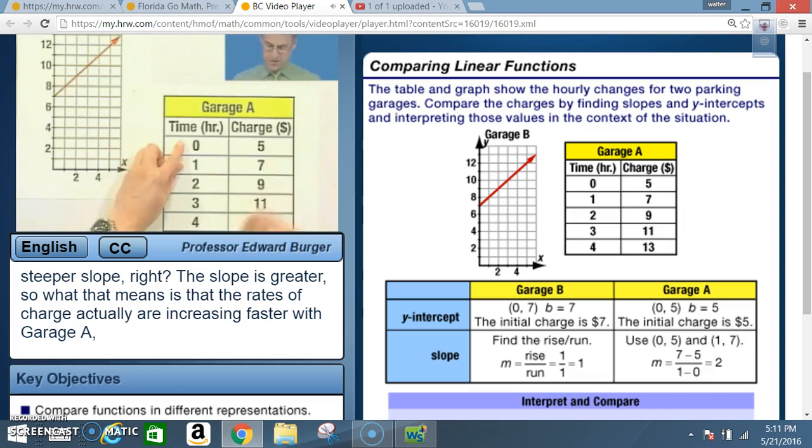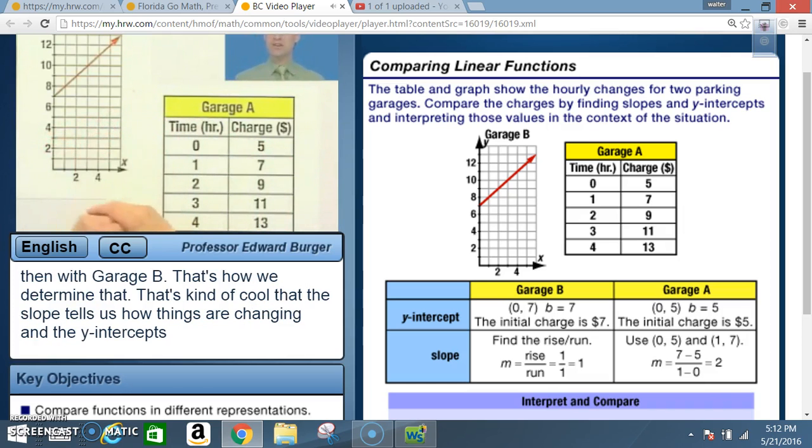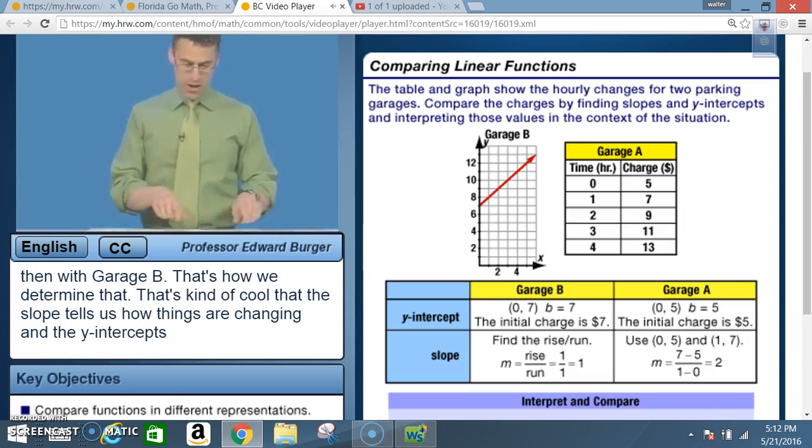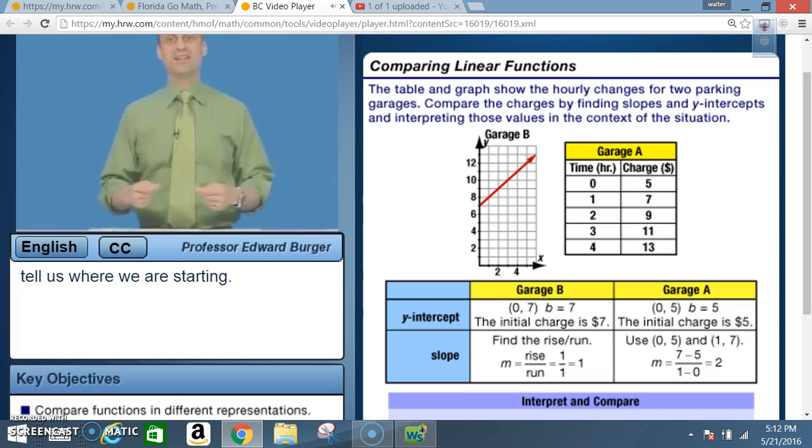The slope is greater. So what that means is that the rates of charge actually are increasing faster with garage A than with garage B. That's how we'd interpret that. So it's kind of cool that the slope tells us how things are changing and the y-intercepts tell us where we're starting.